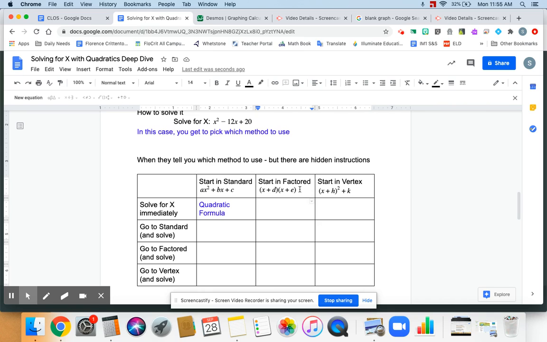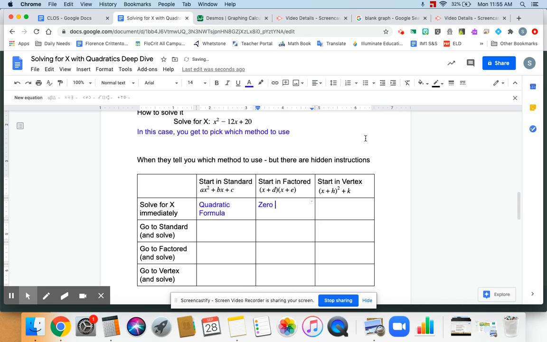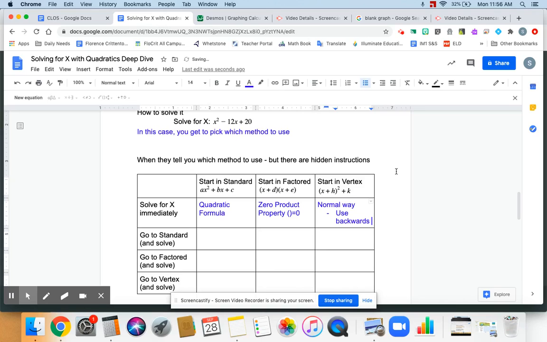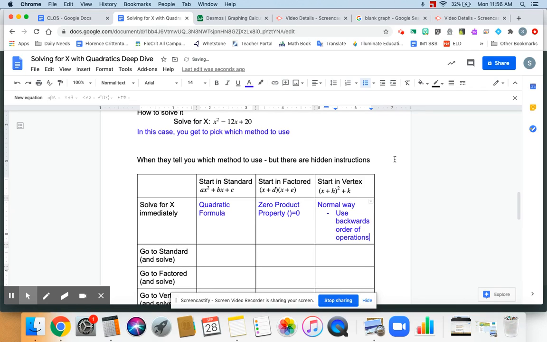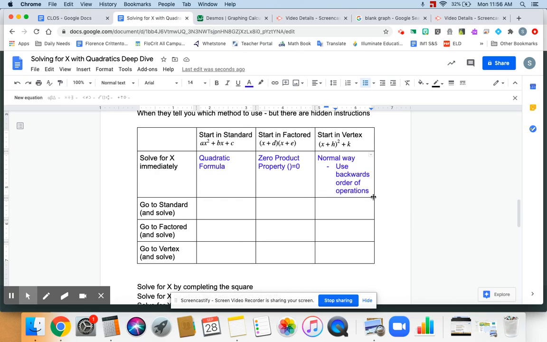If they start in factored form and you have the two parentheses, the quickest way to solve for x without doing anything else is to use the zero product property, which, remember, just means to set each parentheses equal to 0 and solve. If it starts in vertex form, this is actually the normal way. Typically when you solve for x, you just use backwards order of operations, where you would subtract the k away, you would square root, you'd minus this h, all that. This is the normal way to solve for x.